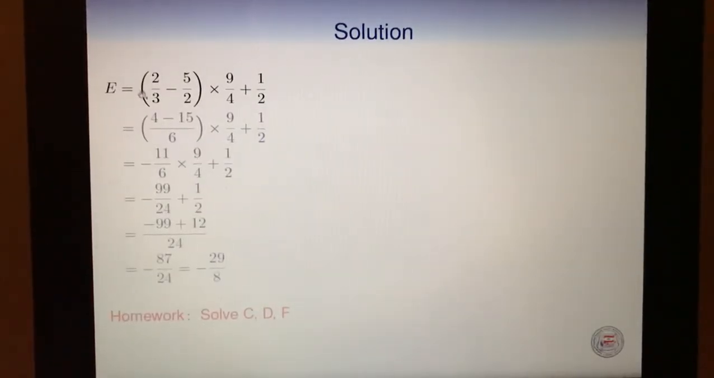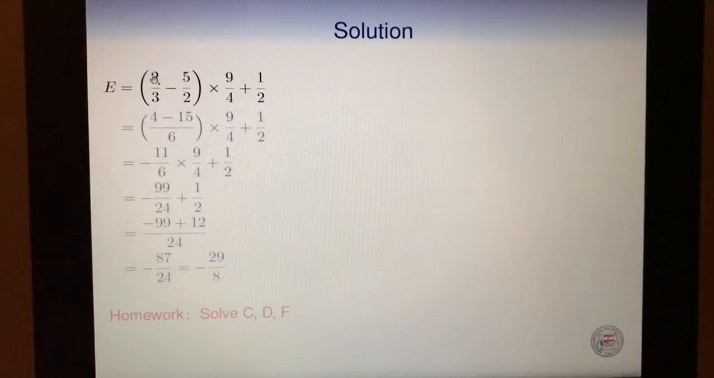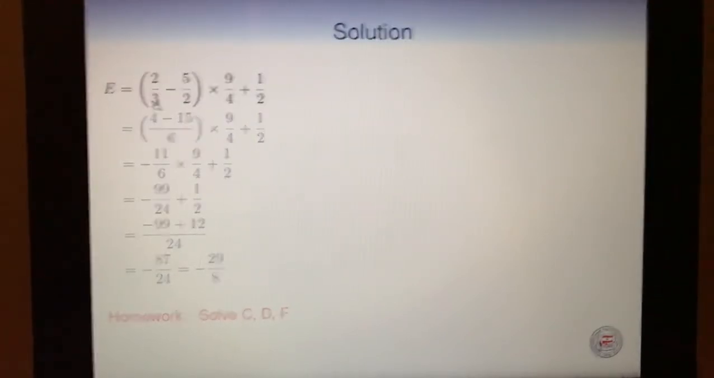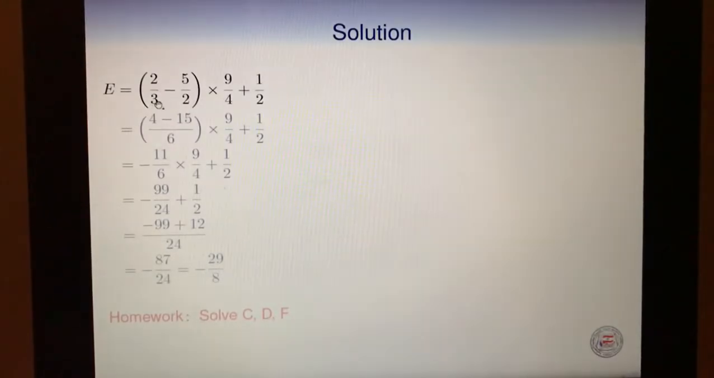Expression E, we have parentheses, multiplication, addition. So first solve inside the parentheses. 2 over 3 minus 5 over 2. A common denominator between 3 and 2 is the LCM between 3 and 2, which is 6. So the first fraction, we multiply by 2, and then we multiply the second fraction by 3. So we will have over 6. 2 times 2 is 4. 5 times 3 is 15.